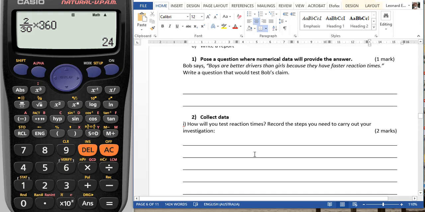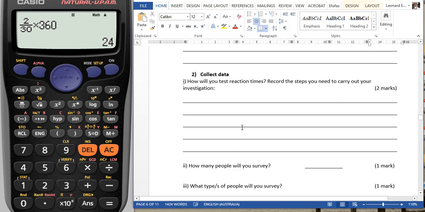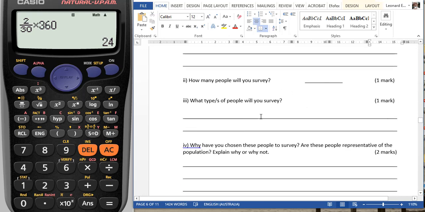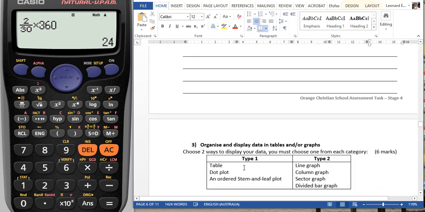Then they need to collect data on reaction times. They'll need to write down the steps that they would take to collect that data and work out how many people they will survey, what types of people they'll survey, and why they've decided that.